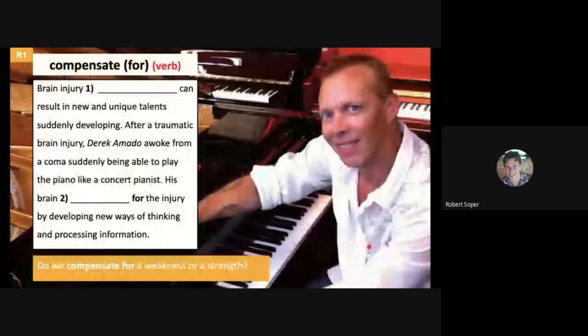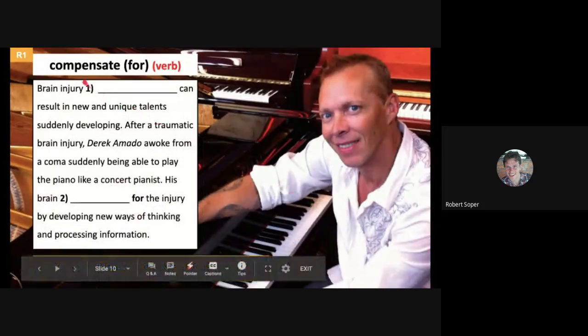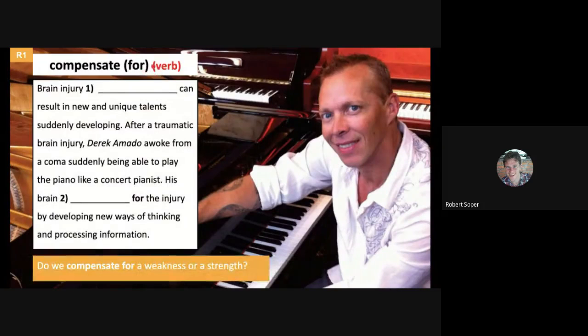Okay, let's press ahead. Okay, so this time our word is compensate, or compensate for. We're being introduced to it as the verb form. Okay, the verb form. And here, again, we're going to need to put in the correct form of the word, or the correct part of speech, in these two gap fills.